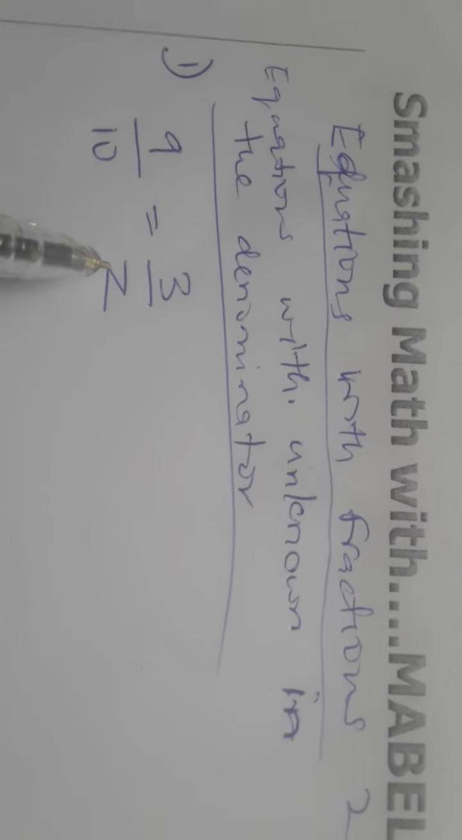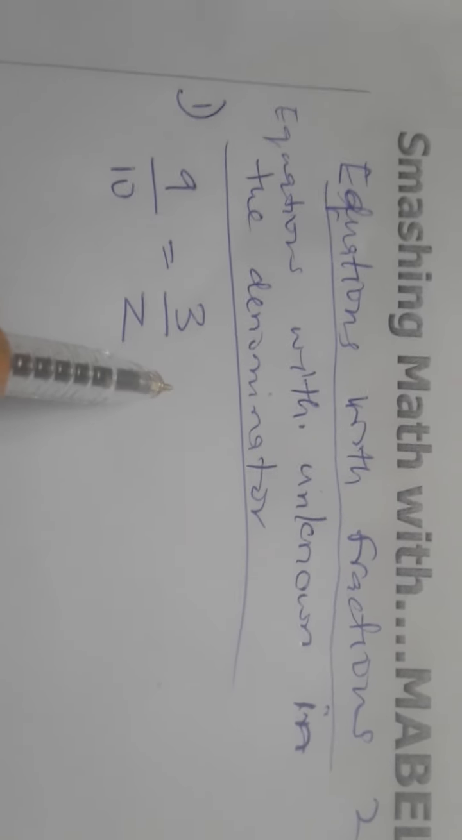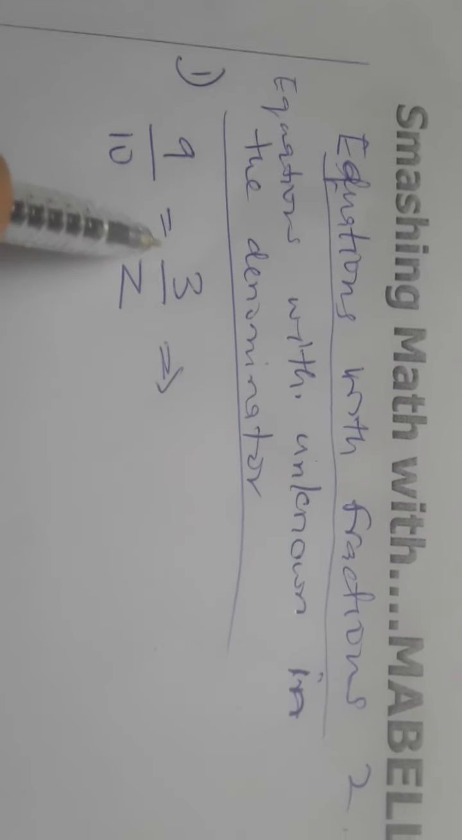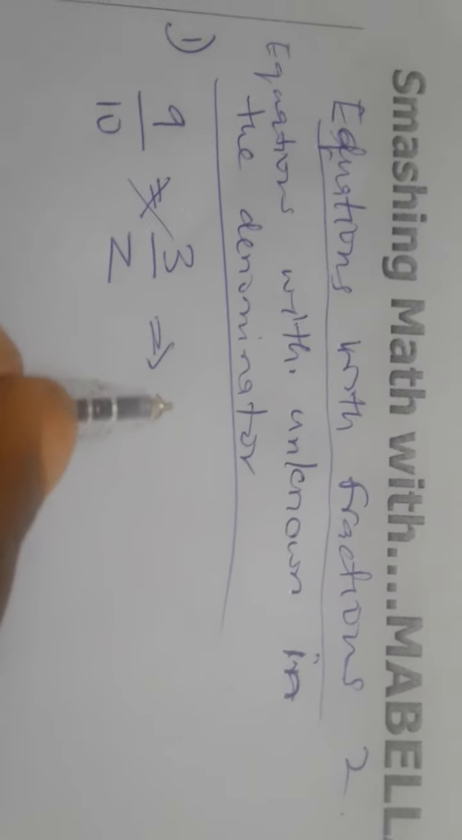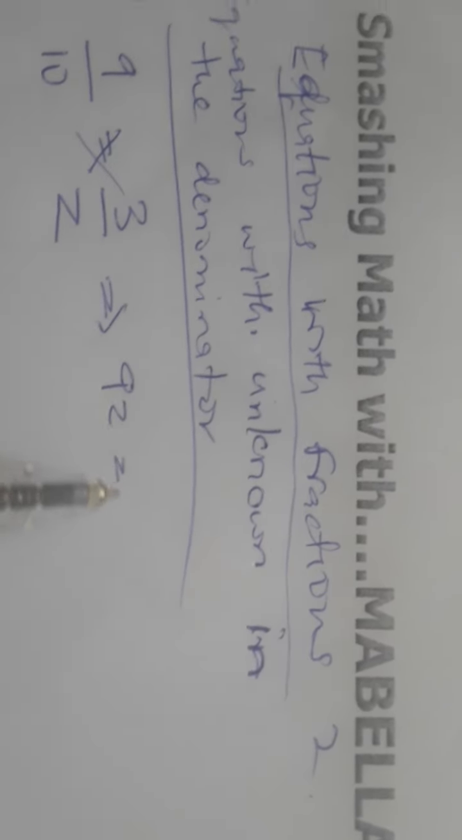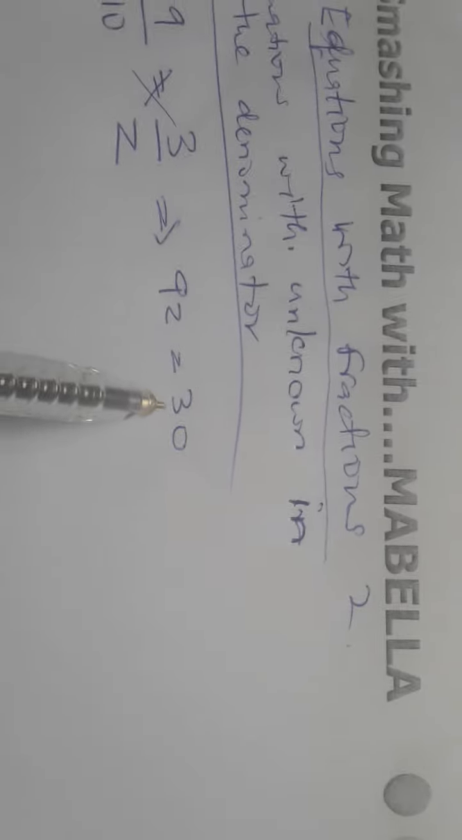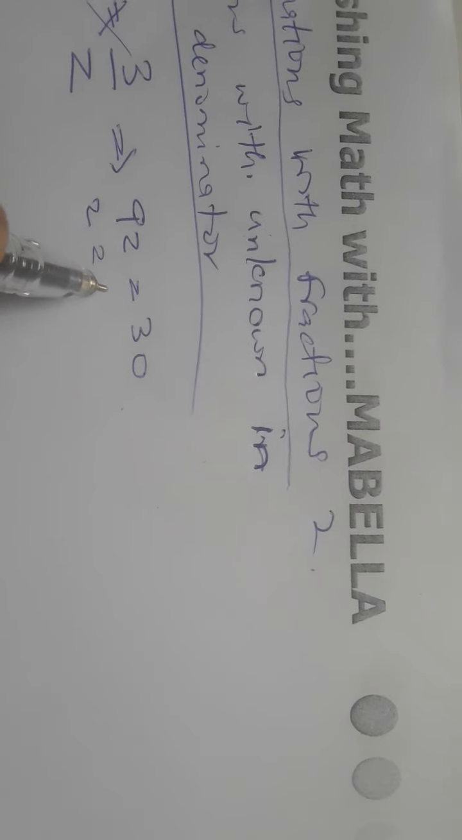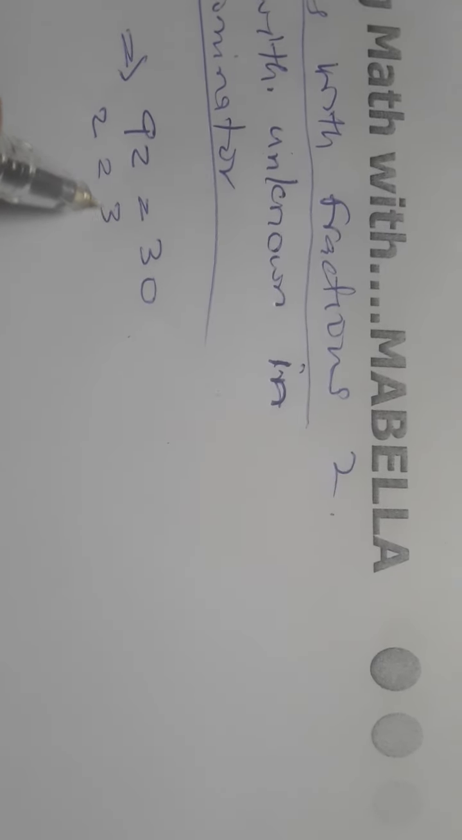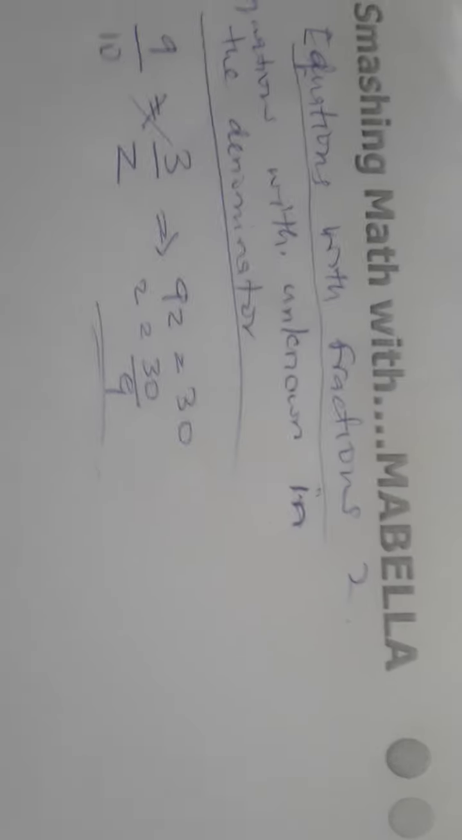This is a simple question, and the most natural thing based on precedence would have been to just cross multiply, which will give you 9z is equals to 30. This is 9 over 10 is equals to 3 over z, and then you have 9z is equals to 30, and z is equals to 30 over 9, which you could solve further. But let me give you a different perspective.